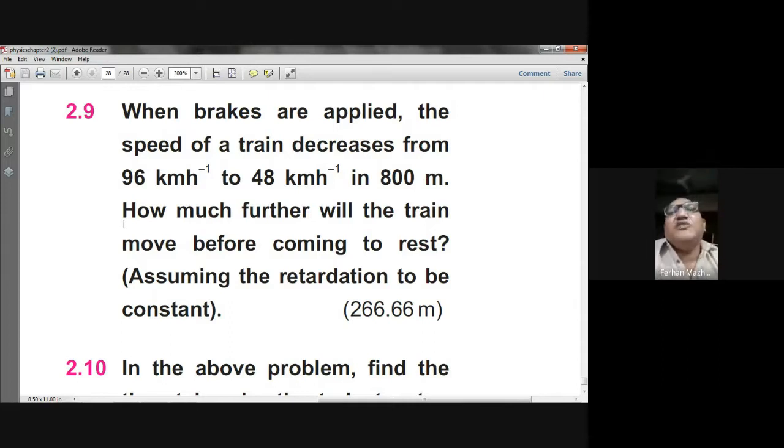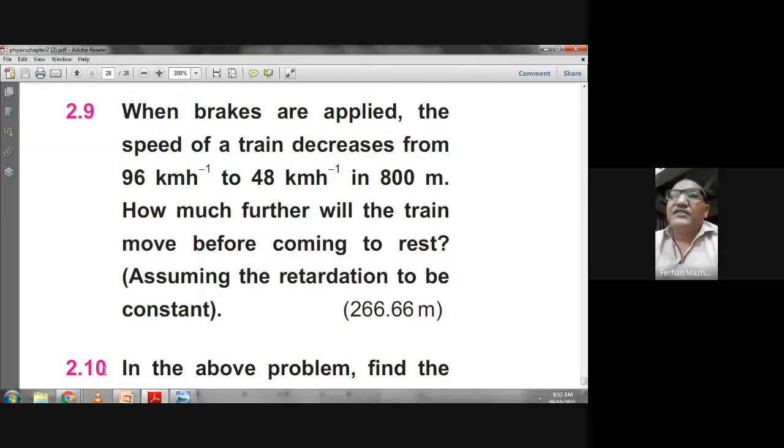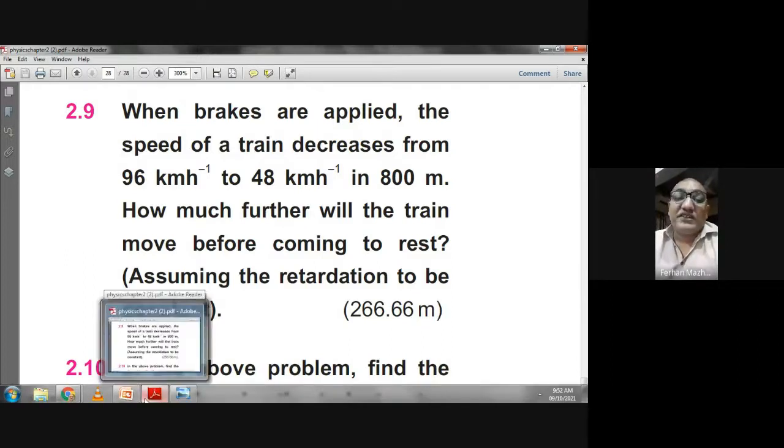Assuming the retardation to be constant. He says that during this whole motion, the retardation value, the deceleration value, the acceleration value will be the same. Initially the train was at 96 kilometer per hour, and its speed is decreasing gradually. When it has covered 800 meter, its speed has decreased from 96 kilometer to 48 kilometer per hour. So we have to tell how much further distance will be covered before the train comes to rest.